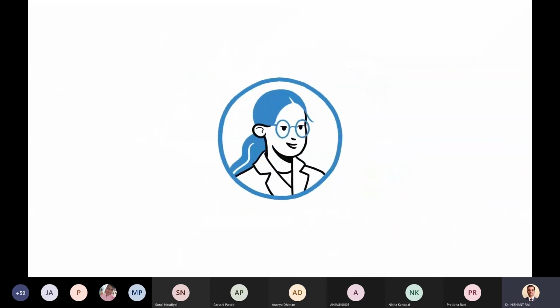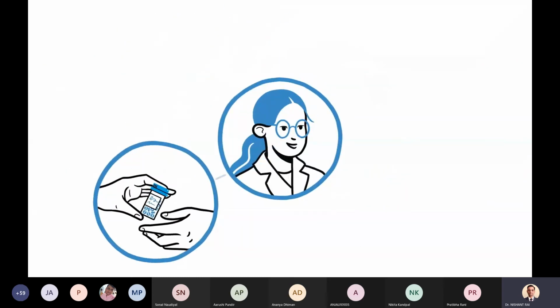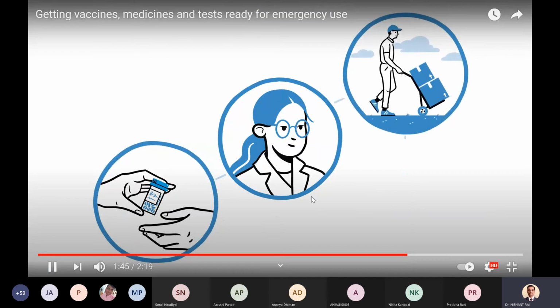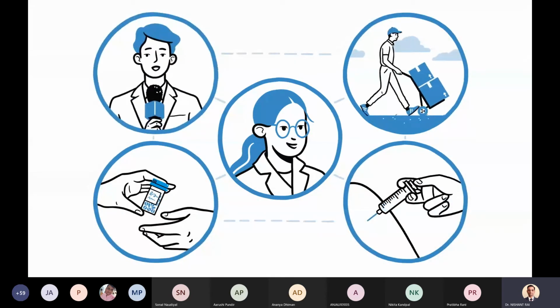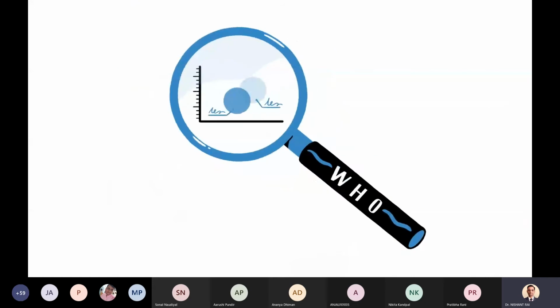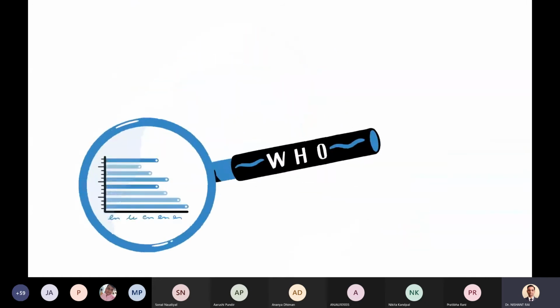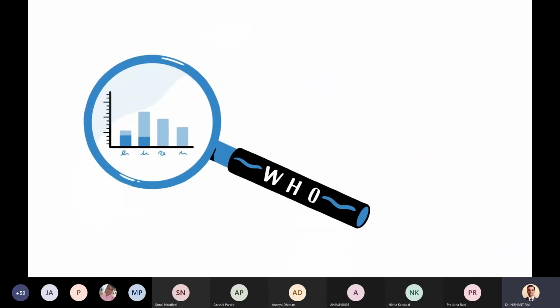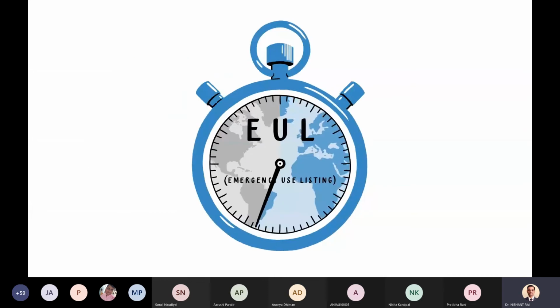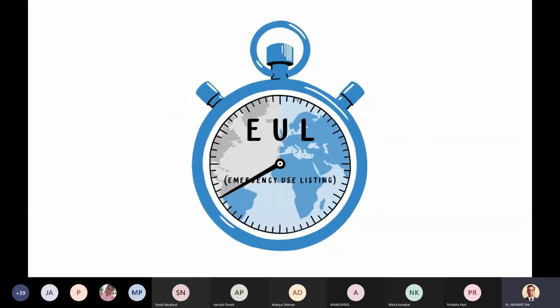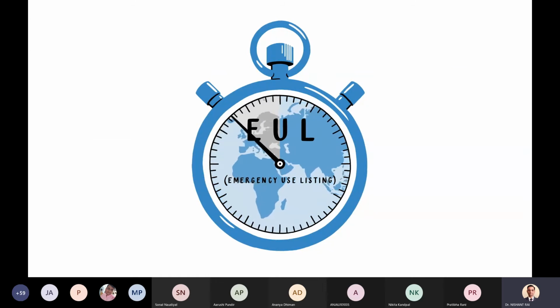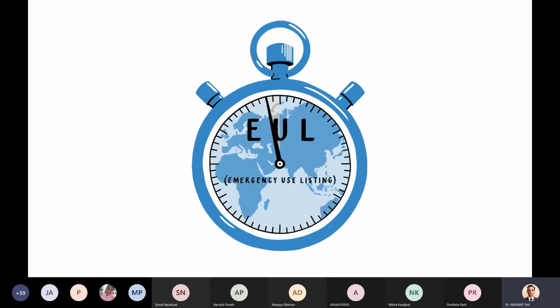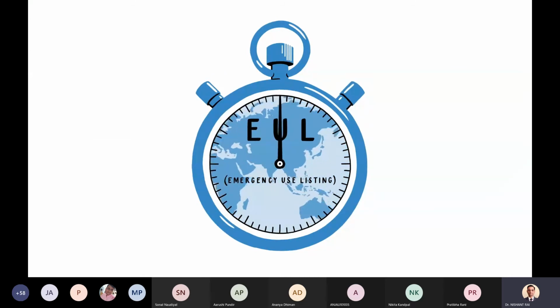Once a vaccine, medicine or test has been listed for emergency use, we work with our partners and experts to explain its benefits and help with the approval process in different countries. But we don't stop there. WHO will keep doing regular quality checks of all products. The goal? To support countries around the globe to deliver high-quality, safe and effective vaccines, tests and medicines as quickly and safely as possible.